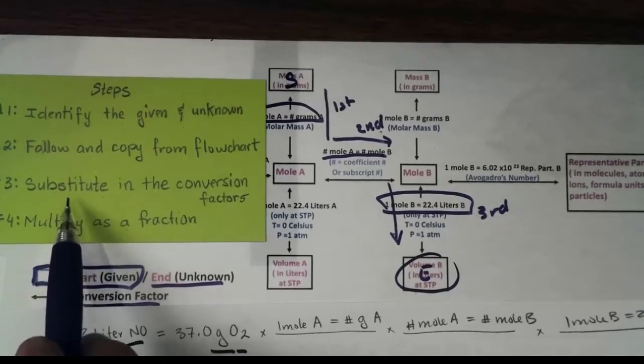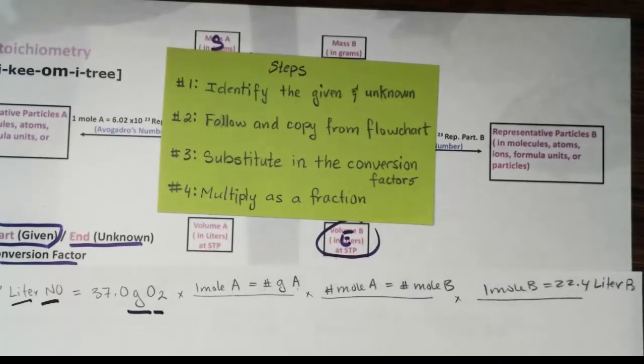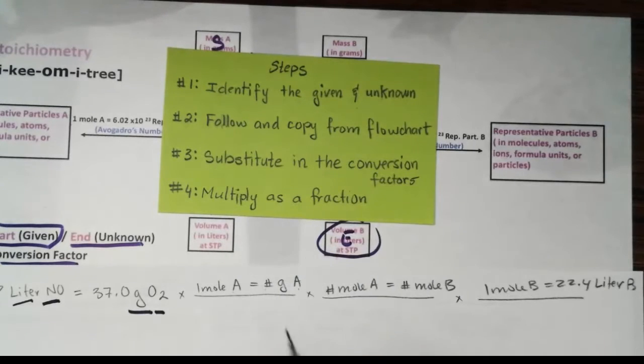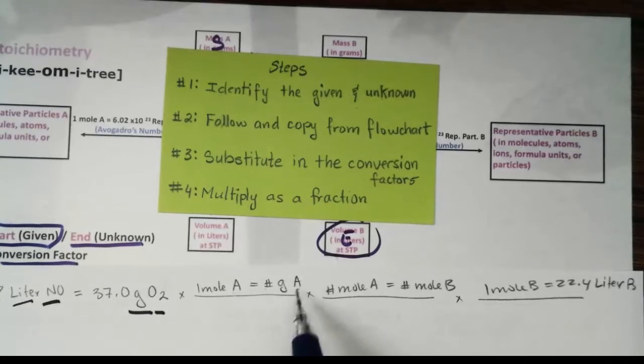Now, let's look at step 3. Step 3 basically says substitute in the conversion factor. For step 3, we are going to substitute in the conversion factor. If we look at the conversion factors which we copied, we have letter A and letter B, and some of the conversion factors do not have numbers. So therefore, we have to substitute in or find those numbers. Basically, they are in terms of letter A and letter B, and some of them do not have the number. So we have to find what they are.